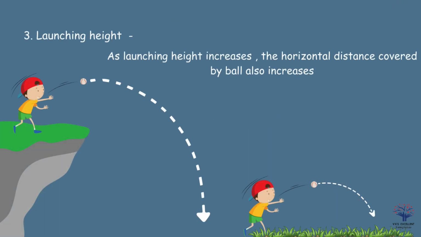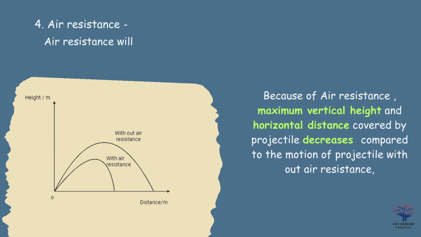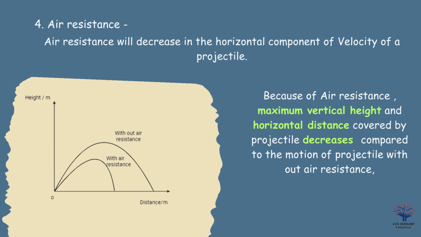Number 3, launching height. As launching height increases, the horizontal distance covered by the ball also increases. Number 4, air resistance. Because of air resistance, the maximum vertical height and horizontal distance covered by the projectile decrease compared to the motion of a projectile without air resistance.